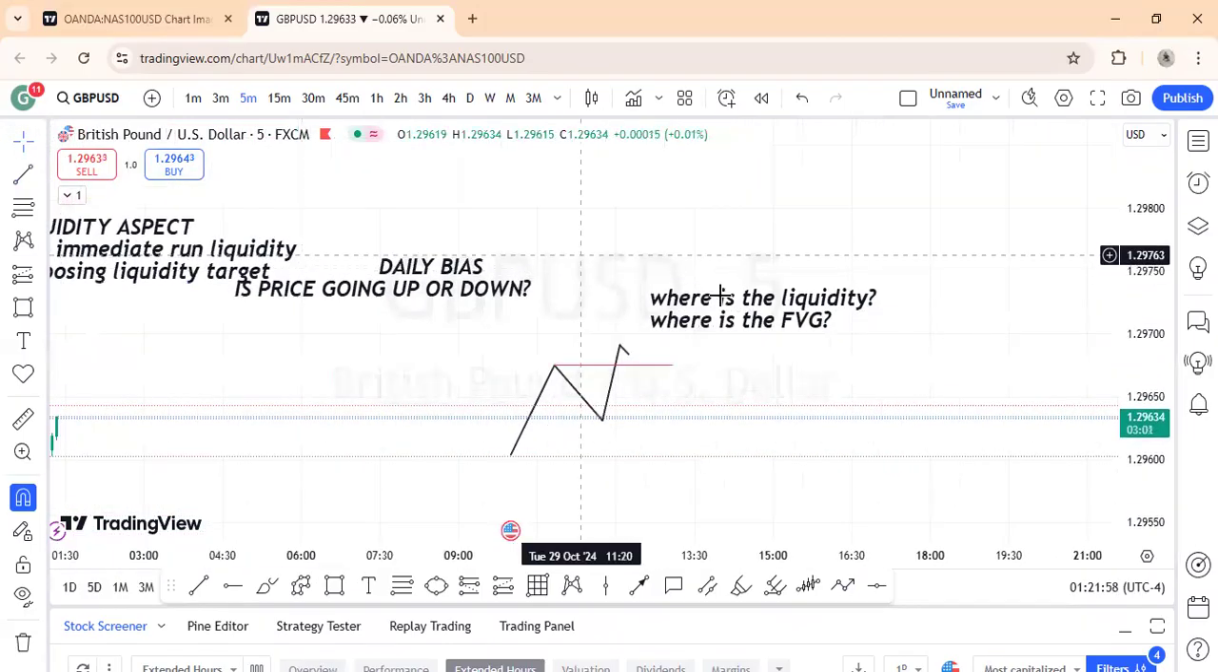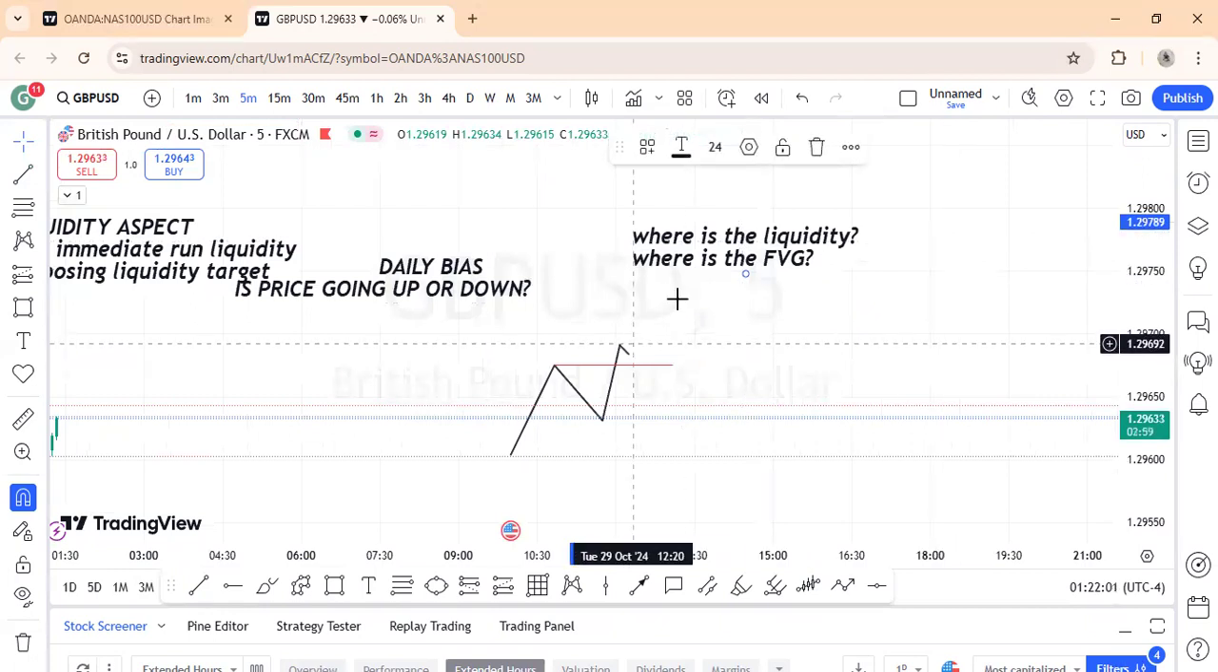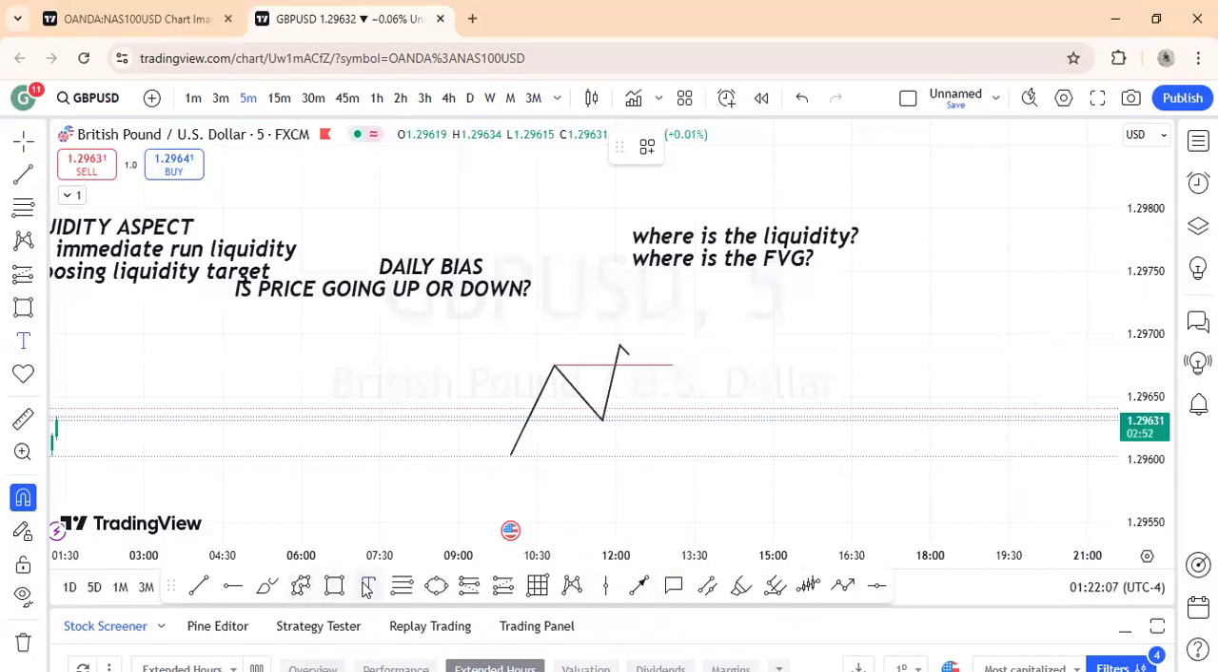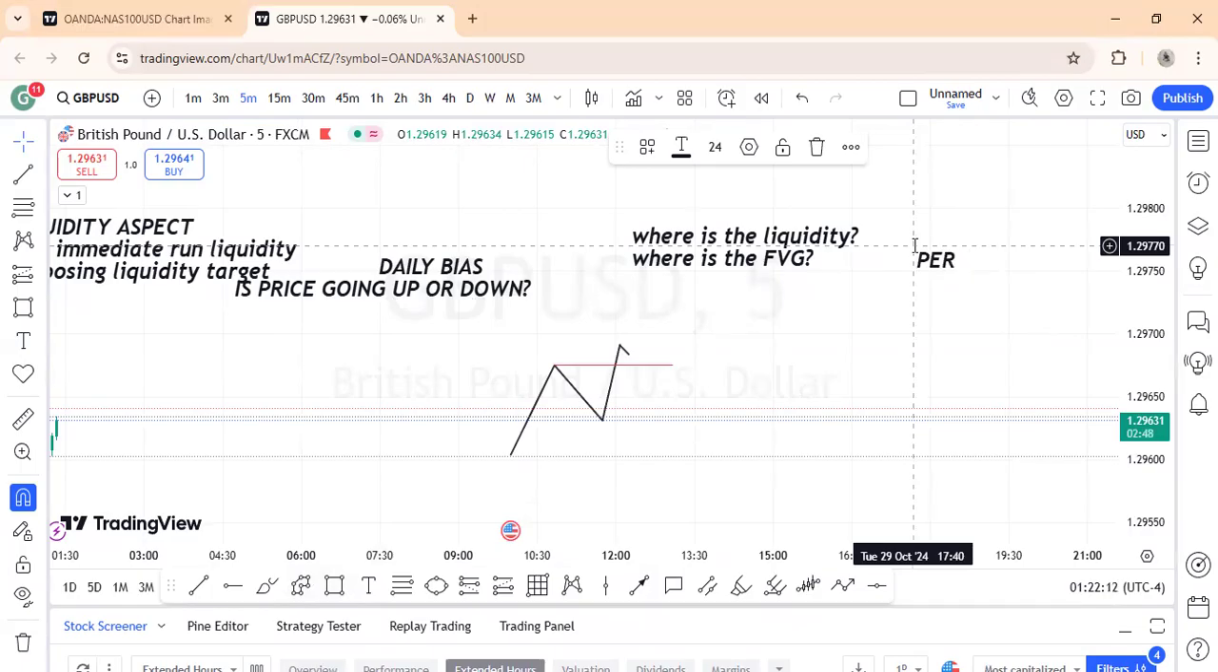Now, we have understood the first question: where is the liquidity? Now, the second question is, where is the fair value gap? Because liquidity and fair value gaps act as what? Price magnets, right? Liquidity and fair value gap act as what? Price magnets.